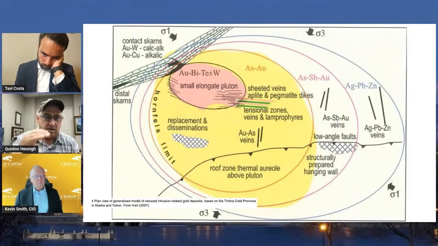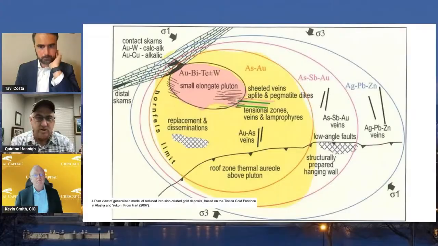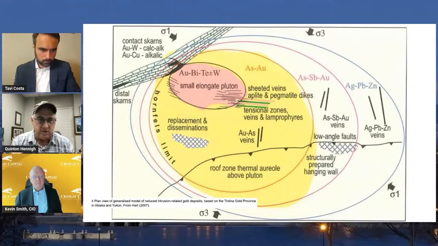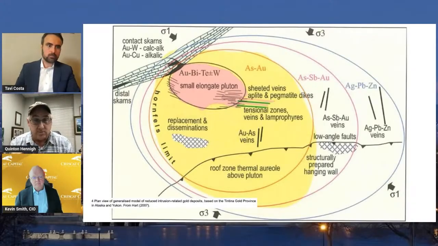But you can get sheeted vein complexes in an intrusion like that. So you can see the little black lines there. Those represent gold deposits. Usually, when you're in the core part of the system like that, you see gold, bismuth, and tellurium. Sometimes tungsten too. I've even mentioned tungsten in a few examples.